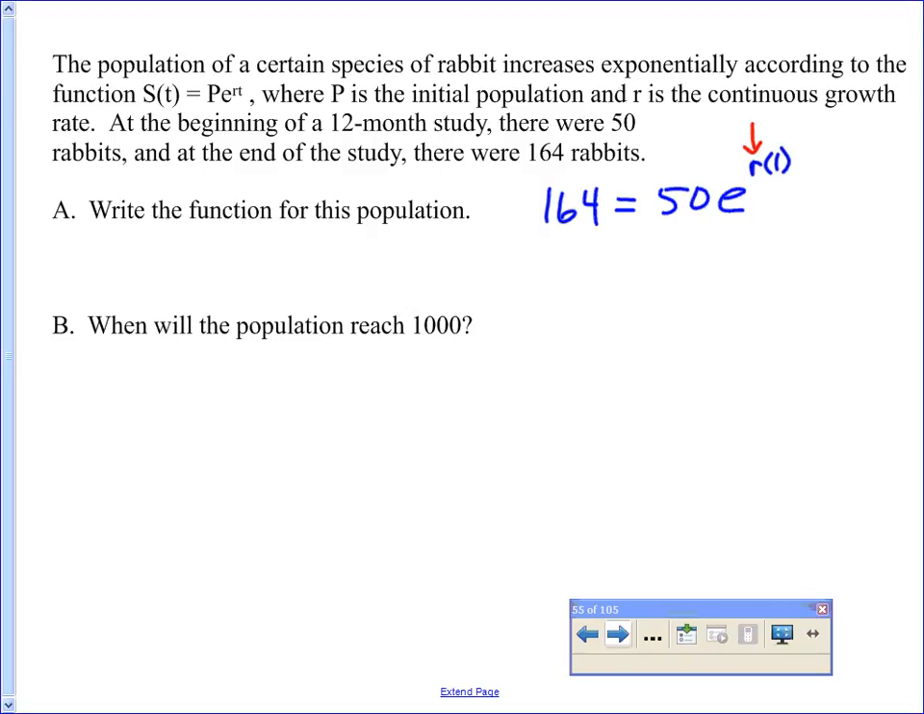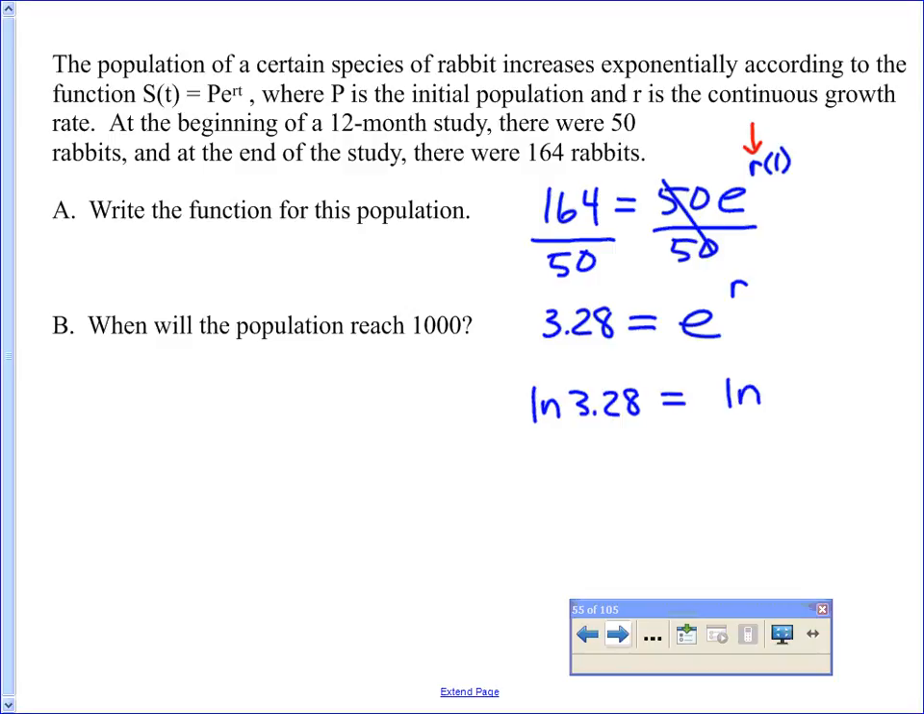Okay, so we're trying to solve for this guy. Again, he's in the exponent, so that should tell you that we're going to use logarithms. So let's simplify as much as we can before we do that. Divide both sides by 50, and when we do, we get 3.28 is equal to e raised to the r. Now, you see that e in there, so it's going to be best if you take the natural log of both sides. And again, we're doing this because we want to solve for a variable that is now located as the exponent.